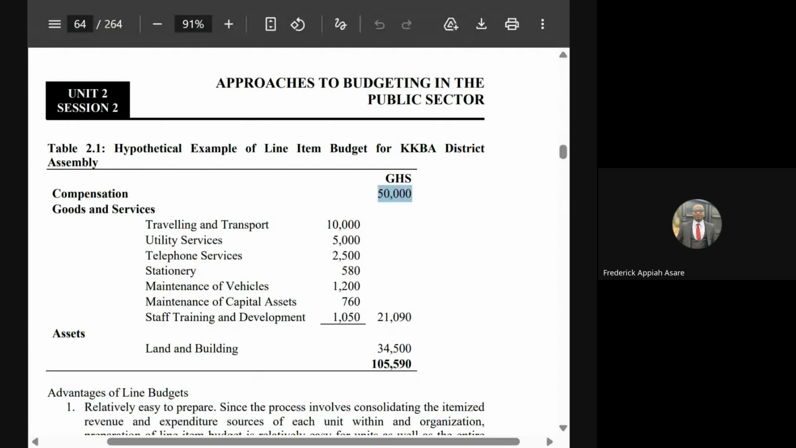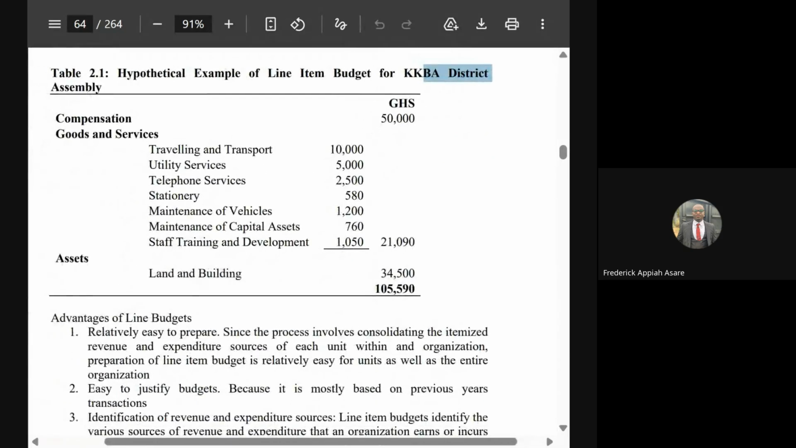Compensation will be here. Then under goods and services, they list all the goods and services that you know: traveling and transport, utility services, telephone services, stationery, maintenance of vehicles, maintenance of capital assets, staff training and development. So all these will fall under goods and services. They need 21,000 for it. Then assets, which was land and building, they need 34,000. So they sum everything up, and this will be the expenditure. This is the example of a line item budget for KKBA District Assembly.